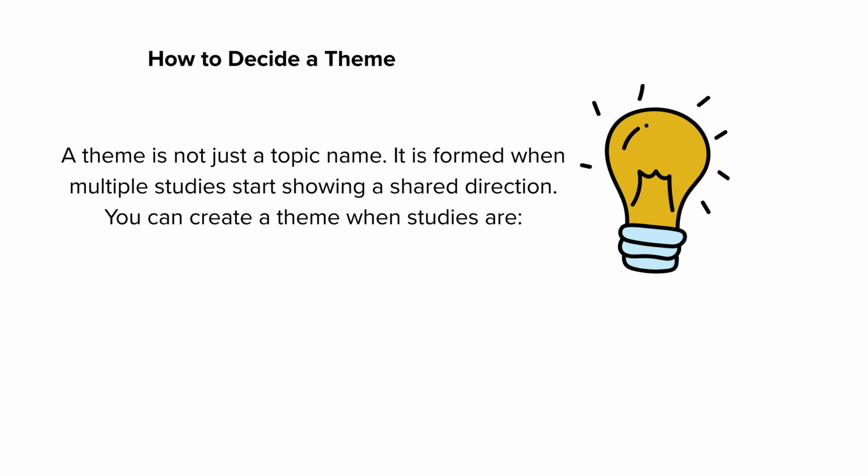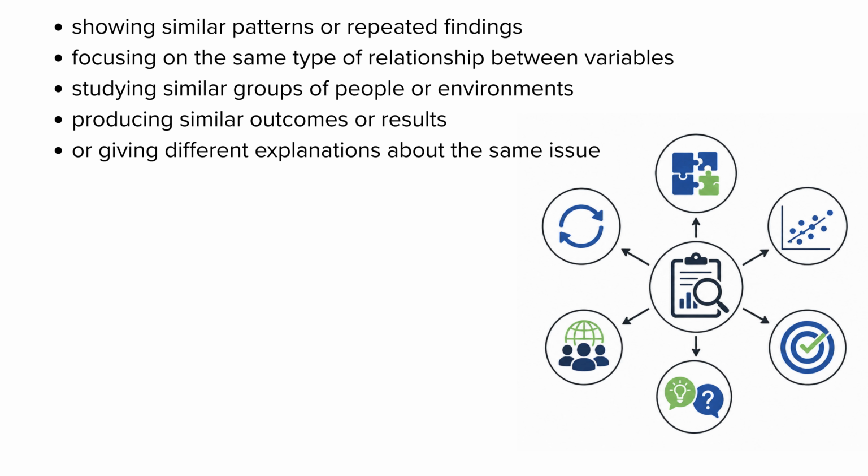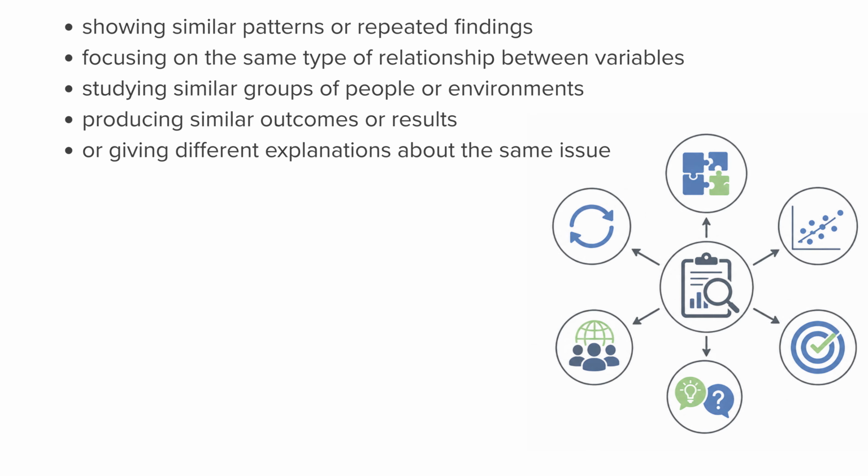How to decide a theme. A theme is not just a topic name. It is formed when multiple studies start showing a shared direction. You can create a theme when studies are showing similar patterns or repeated findings, focusing on the same type of relationship between variables, studying similar groups of people or environments, producing similar outcomes or results, or giving different explanations about the same issue.